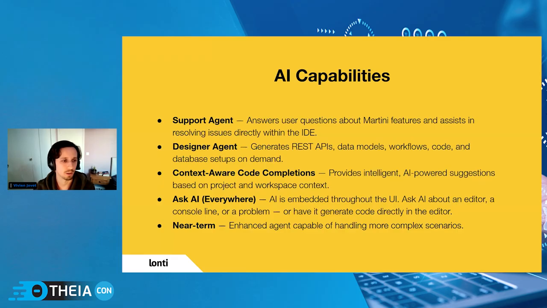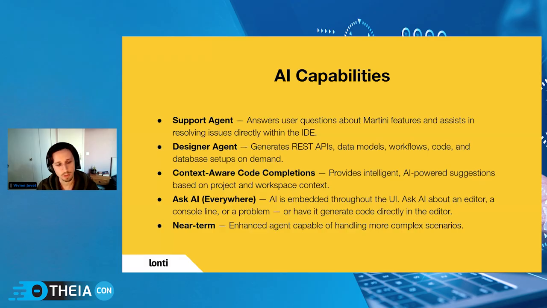So what we have so far is we have a support agent. It answers user questions about Martini features and assists in resolving issues directly within the IDE. We have the designer agent that generates REST APIs, data models, workflows, code, and database setups on demand. We also have context to work on completions. It provides intelligent AI-powered suggestions based on the project and workspace context.